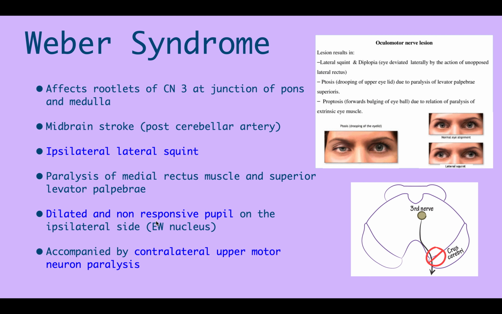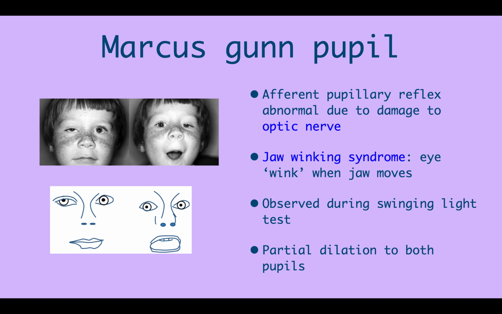So the pupil is going to be dilated and non-responsive to the light reflex due to the involvement of the Edinger-Westphal nucleus. And it's going to be accompanied by contralateral upper motor neuron paralysis. So there is going to be a paralysis of just like the lower jaw area, contralateral.